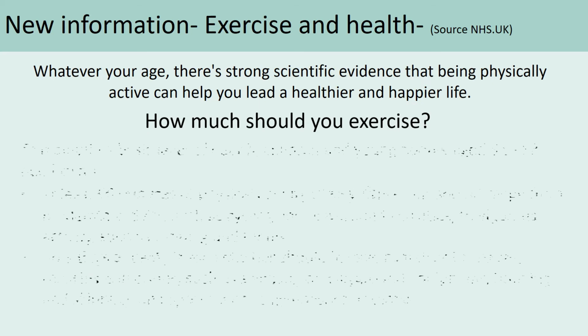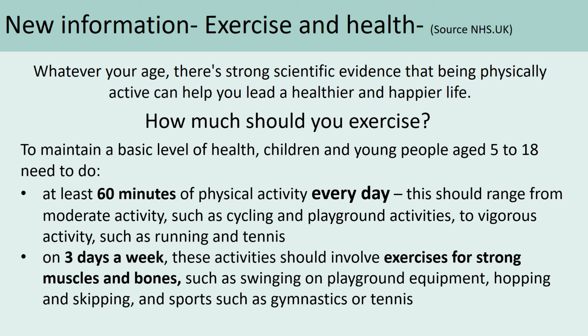So the government says that, it's not the government as in Boris Johnson, I think it'll be obviously the scientists involved in that, say that you need to do at least 60 minutes of physical activity every day if you are aged between 5 and 18. And physical activity can range from moderate activity, so that's things like cycling, playground activities, or brisk walking, up to vigorous activities, which would include running and sports like tennis.